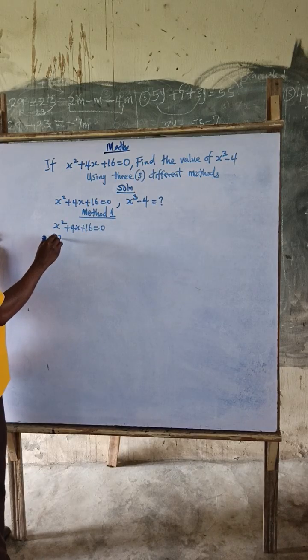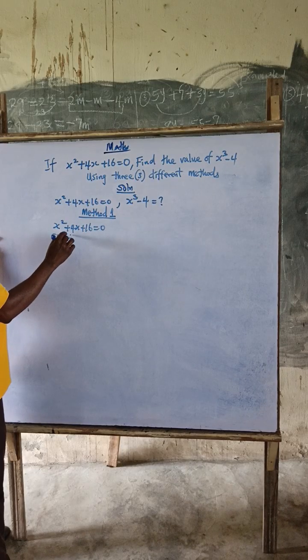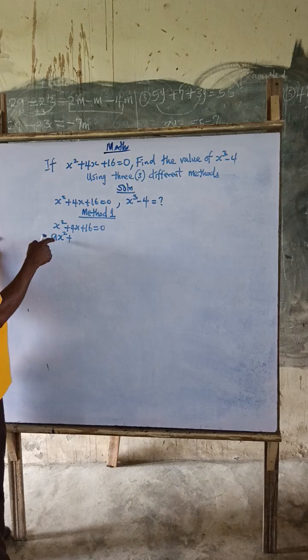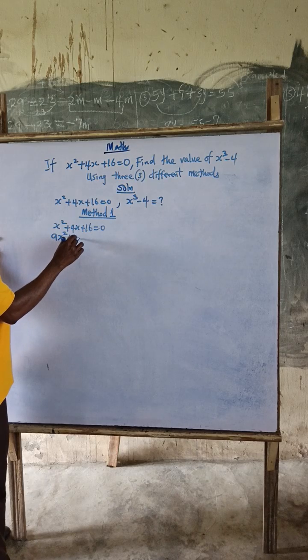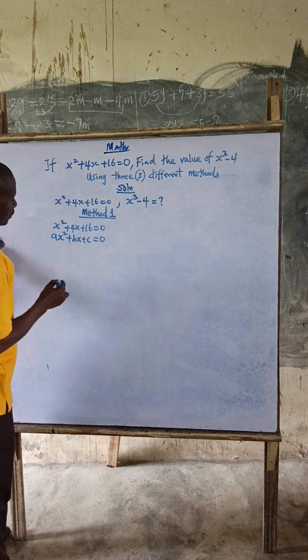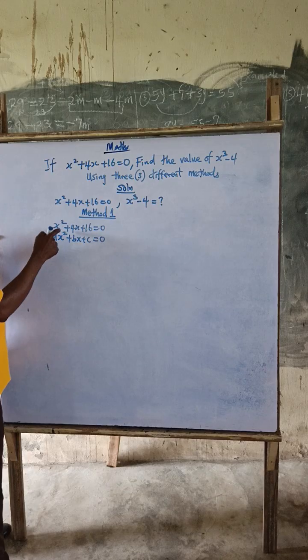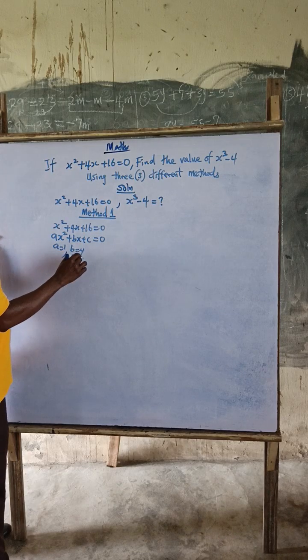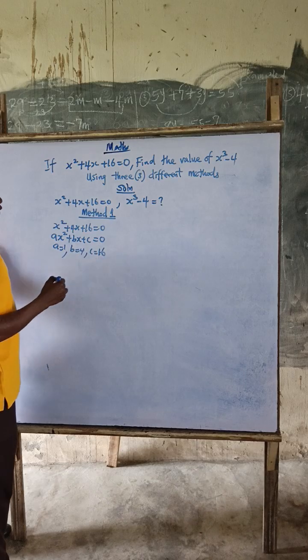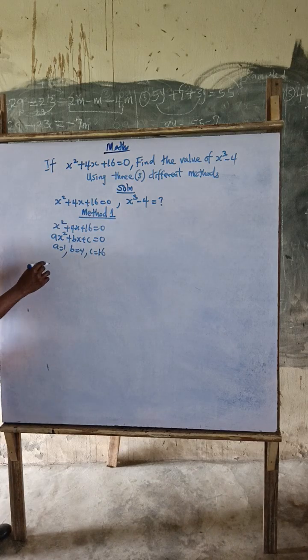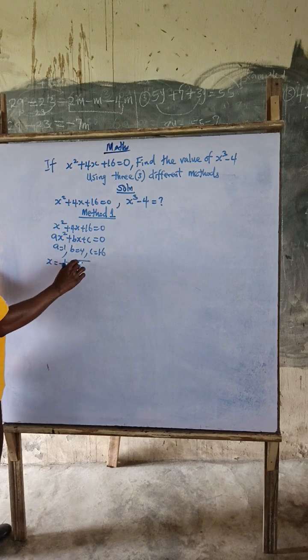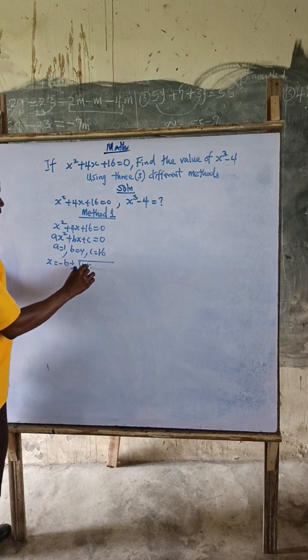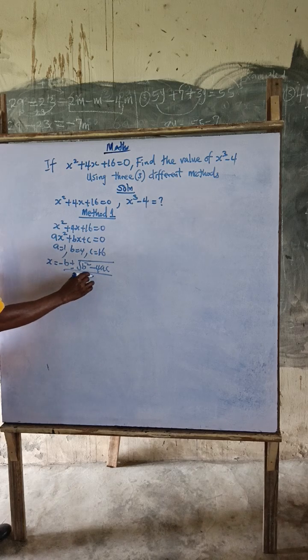So we have x squared plus 4x plus 16 equals 0. Recall the general form of a quadratic equation, ax squared plus bx plus c equals 0. When we equate term by term, a equals 1, b equals 4, c equals 16. We want to solve for x using the quadratic formula: x equals minus b plus or minus square root of b squared minus 4ac, divided by 2a.